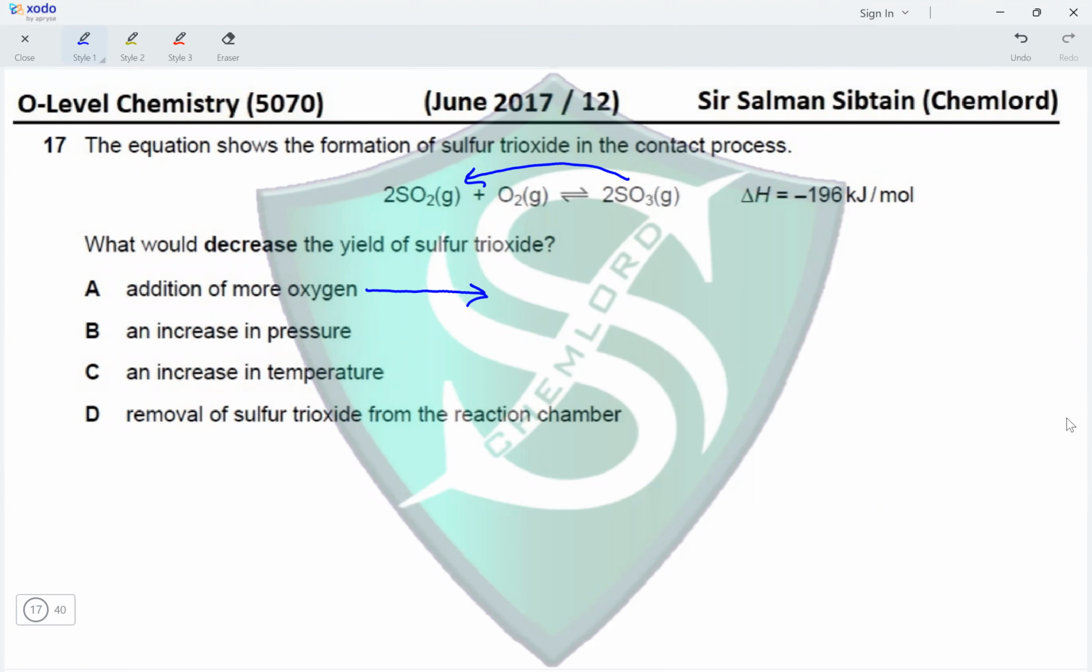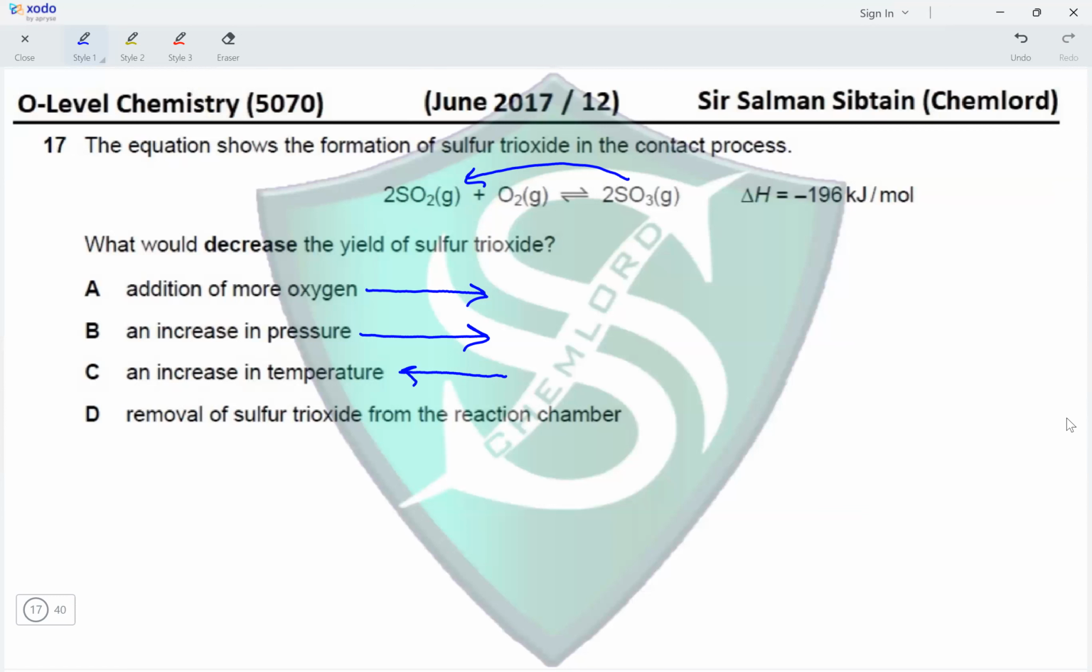An increase in pressure. An increase in pressure favors the side with the lesser number of moles. There are 3 moles of reactants and 2 moles of products. When the pressure is increased, the reaction will be favored in the forward direction. An increase in temperature. So an increase in temperature favors the endothermic side of the reaction. Here, the forward reaction is shown to be exothermic. So an increase in temperature will favor the backward reaction, which would be the endothermic side.